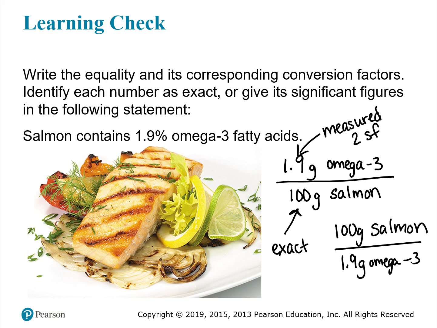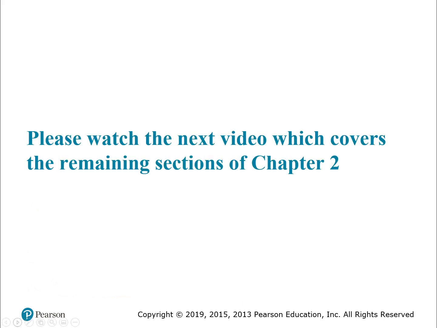So there you go. Please watch the next video. It's going to cover the remaining sections of Chapter 2. Here we went through sections 2.1 through 2.5. We still have to cover 2.6 and 2.7, which is taking all of these concepts of identifying sig figs, learning how to do the multiplication, division, addition, subtraction with sig figs, writing equalities and conversion factors. We're going to combine all of those things to be able to convert from one unit to another.